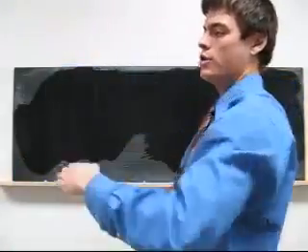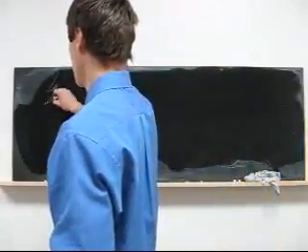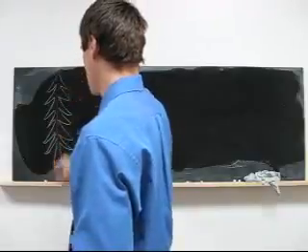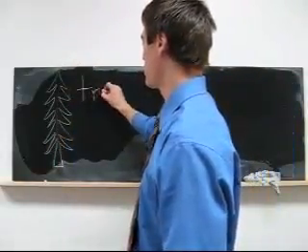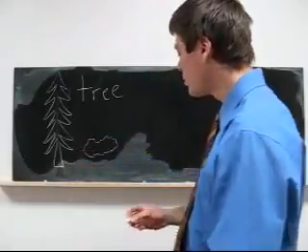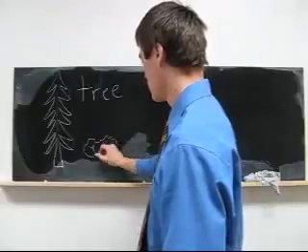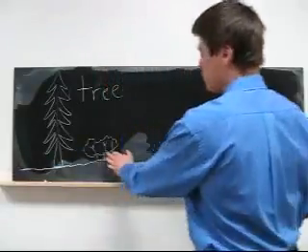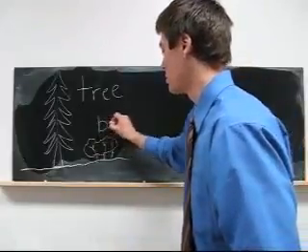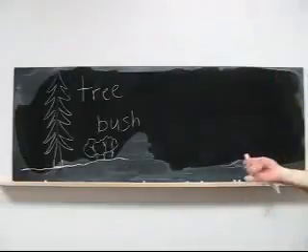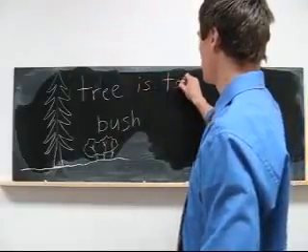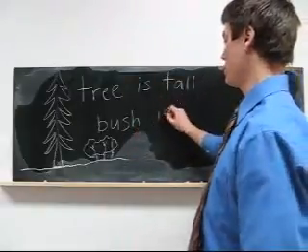Let's do tall and short. So here's a tree. That's a tree. And let's draw a bush. A bush. A bush is a small tree. Bush. So the tree is tall, and the bush is short.